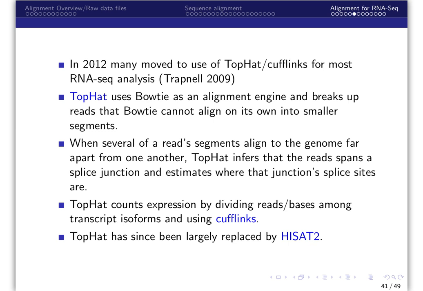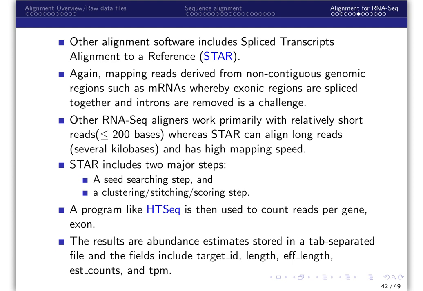Cufflinks works best with paired-end reads, where it can calculate the size of RNA fragments used for sequencing, which in turn can provide a great deal of additional data regarding splice isoforms. Cufflinks requires deep coverage of the transcriptome without extensive 3' bias in order to work well. Other alignment software includes Spliced Transcripts Alignment to a Reference, or STAR.